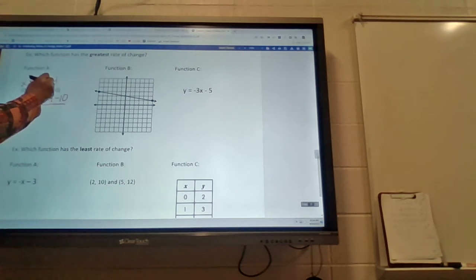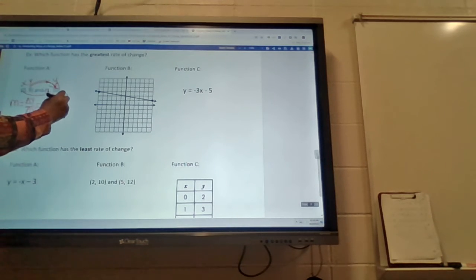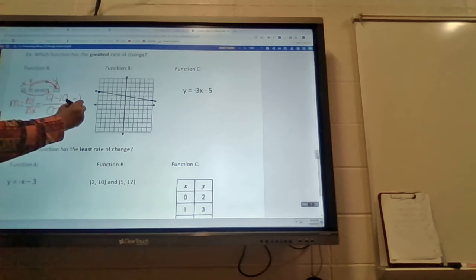Okay, so since we went that direction, we got to go the same direction with x. So we'll have to say 0 minus 1. Y'all see that? So if we go in this direction with the y's, we got to go in the same direction with the x's, from here to here, here to here. So 9 minus 10 is a -1, and 0 minus 1 is a -1. A -1 divided by a -1 is a +1.